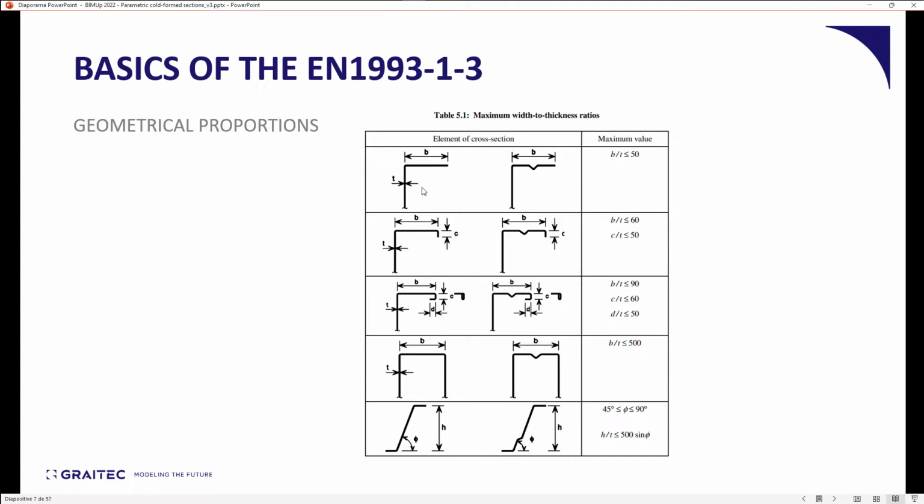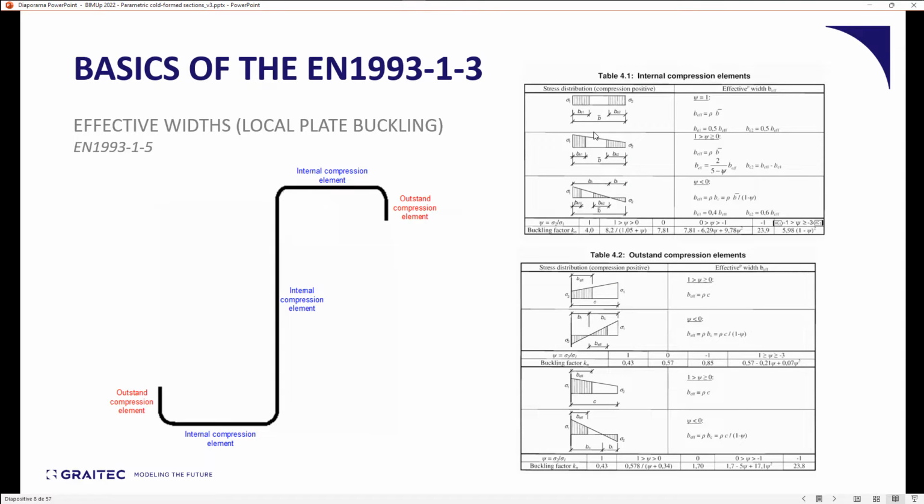So to qualify as a cold formed section, you have some geometrical proportions to meet, and it's mostly about the width to thickness ratios. And the complexity of cold formed design is because you have two effects affecting these sections. The first one we already know, it's called local plate buckling, and it's covered in part 1.5, and it's what is causing some parts of a section to become ineffective.